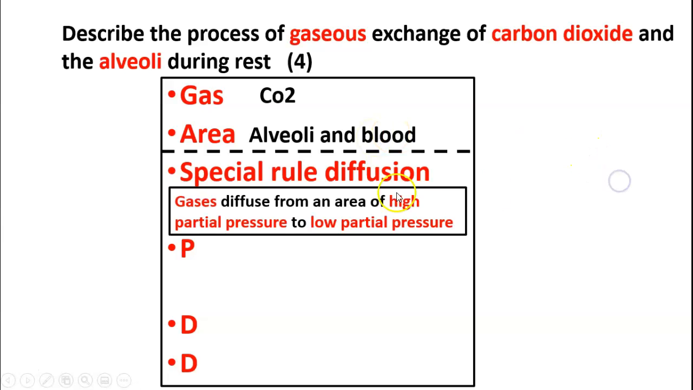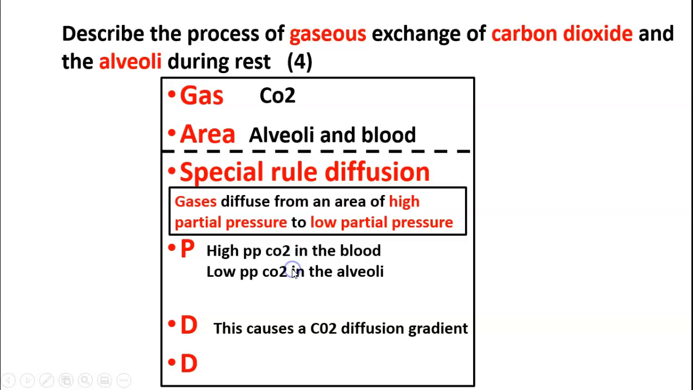So the special rule of diffusion proposes a gas is diffused from an area of high partial pressure to low partial pressure. Now, once I've said that, it sets the scene, because now I've got to work out where CO2 has a high pp and a low pp, alveoli or blood. So I know that there is a high pp CO2 in the blood and a low pp CO2 in the alveoli. Because of the difference between high and low, this causes a carbon dioxide diffusion gradient. Because of this gradient, carbon dioxide diffuses from the blood to the alveoli, and then we can breathe it out. Okay, so that is how the process happens. Hopefully you can see how I've done that in terms of modelling it.